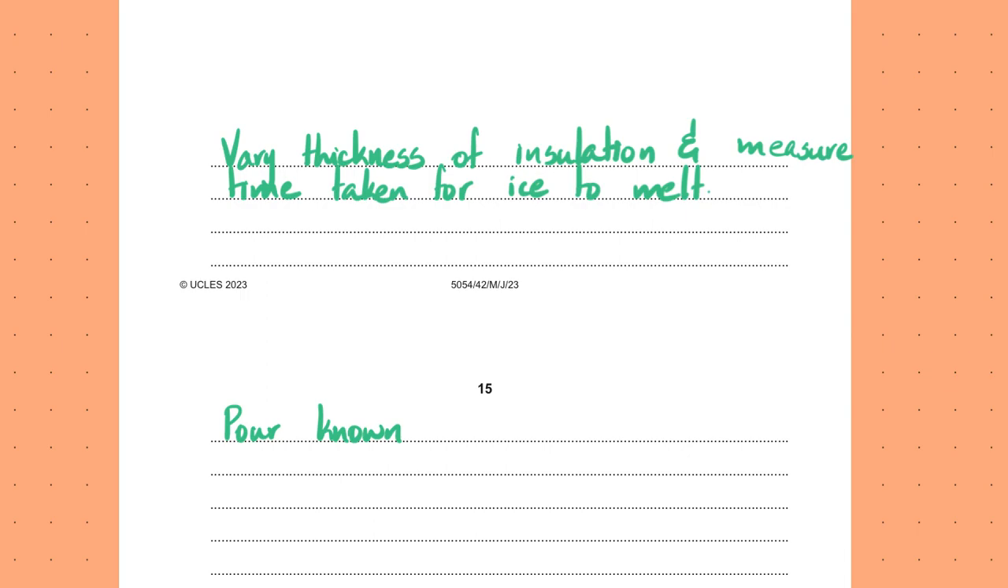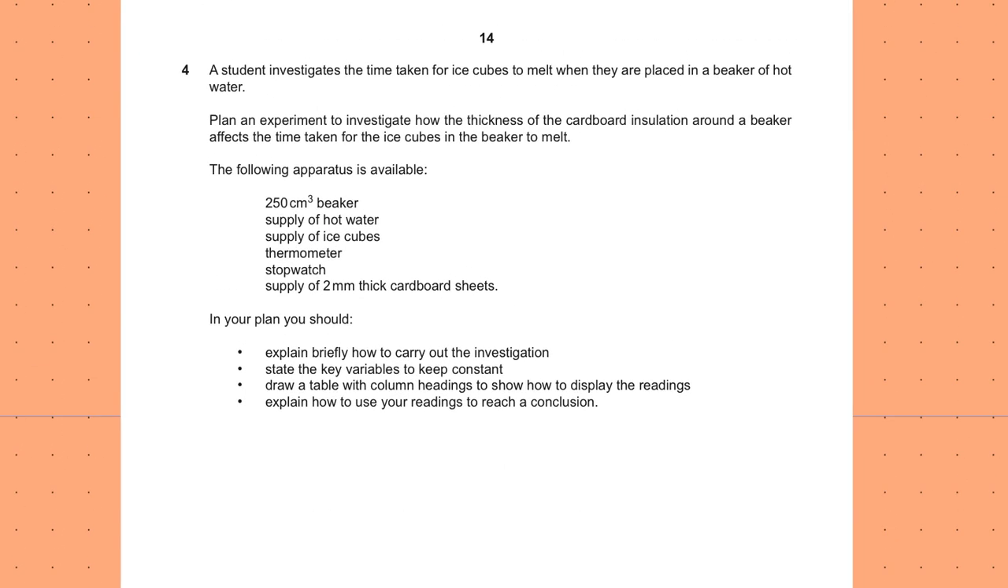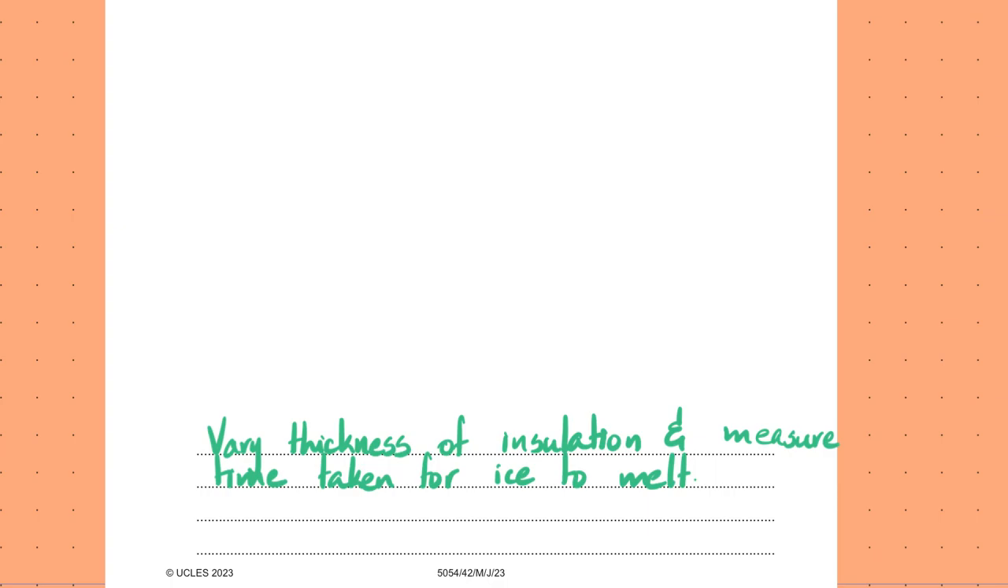So for the control variables, what should be kept constant? These are also very, very obvious, that the hot water must always be at the same temperature. The amount of hot water must also always be the same. You can say the room temperature should be the same. Temperature of ice cubes could be the same. You can talk about a lot of this. So mass and temperature of hot water must be constant.